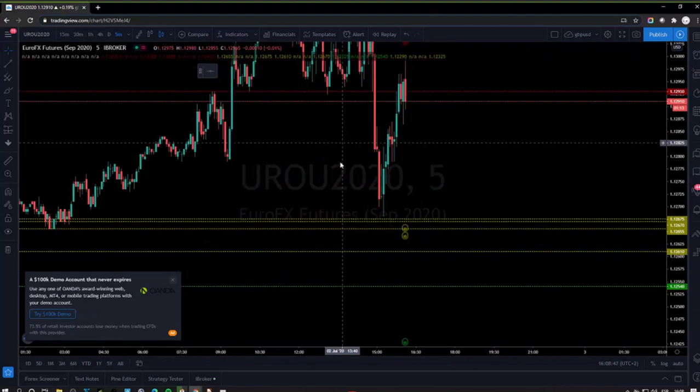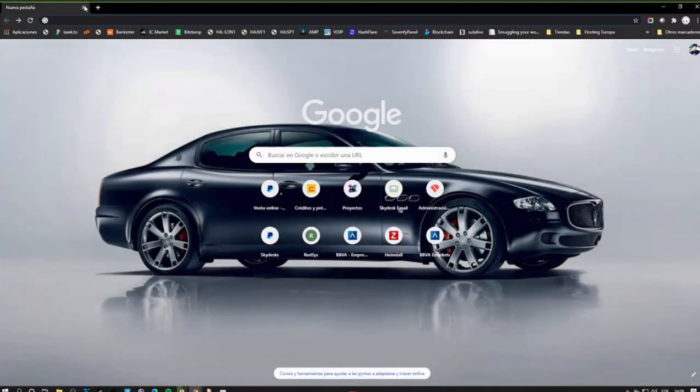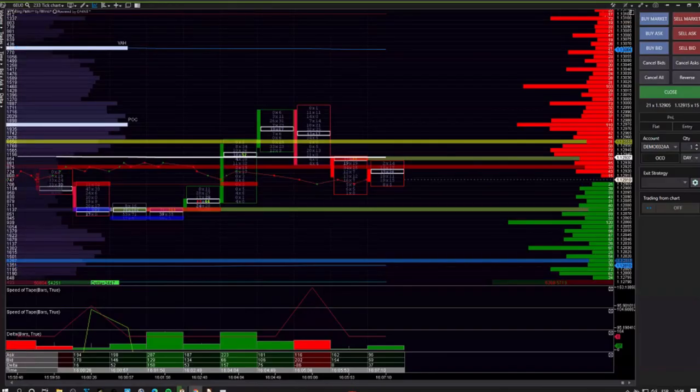Another thing the UFO is telling us, oh, sorry. Okay. I just messed up the chart. Let me go back to it. Back to TradingView. Okay, here it is.